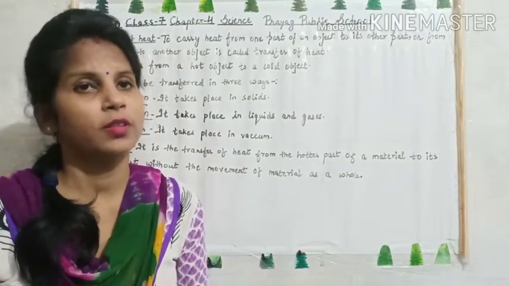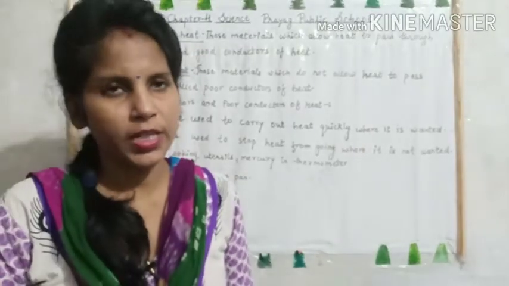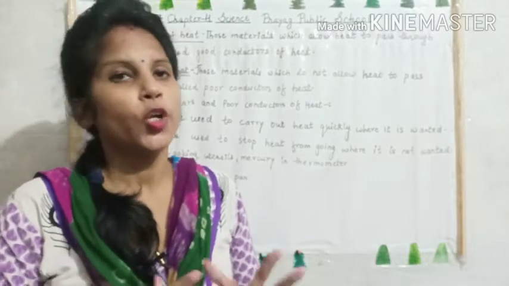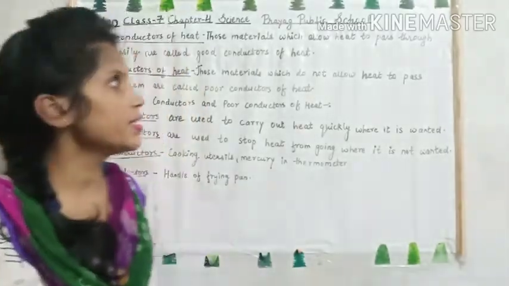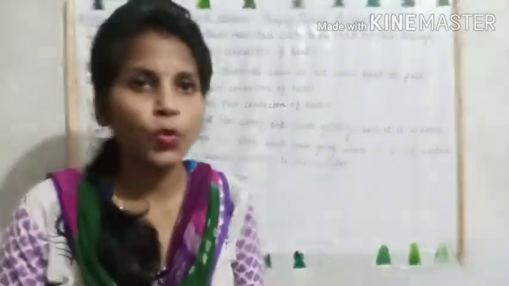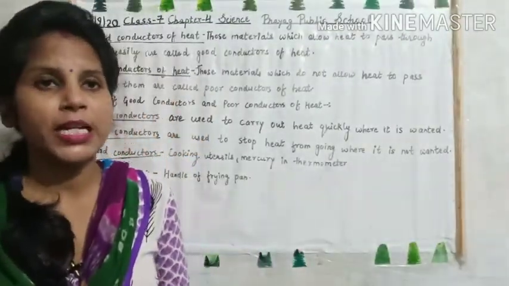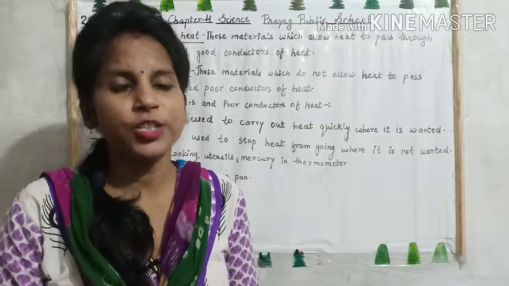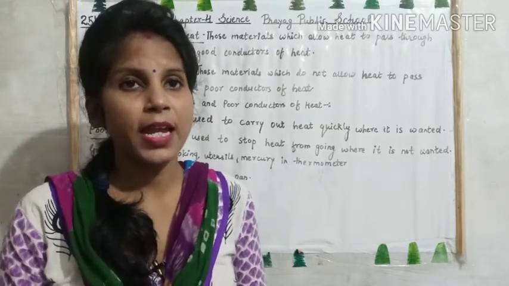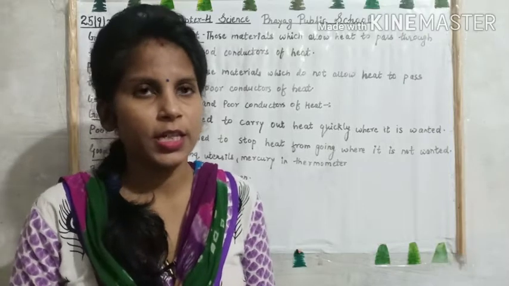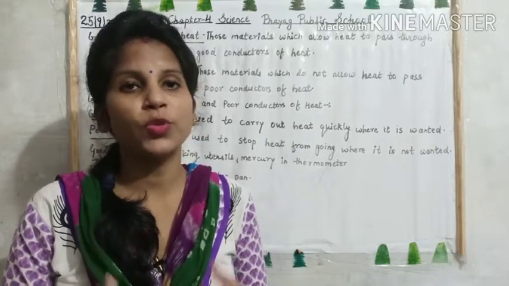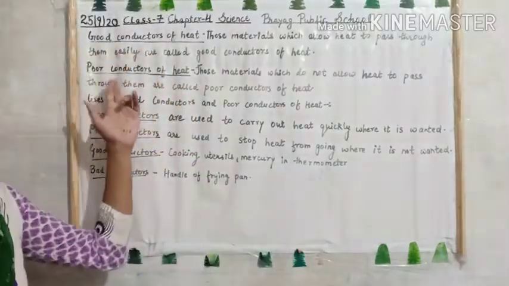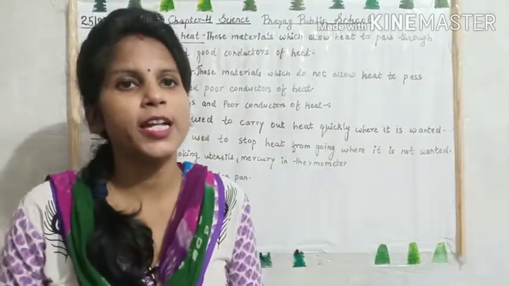Okay, so clear? Good conductors of heat and bad conductors, or poor conductors, of heat. So what are good conductors of heat? Good conductors of heat are those materials which allow heat to pass through them. Okay? ऐसे materials जो heat को allow करते हैं pass होने के लिए उन्हें हम good conductors of heat कहते हैं. For example, जितने भी metals हैं they are good conductors of heat. इसीलिए आपने देखा होगा metals जो होते हैं cooking utensils में use होते हैं ताकि वो जल्दी heat up हो जाए.